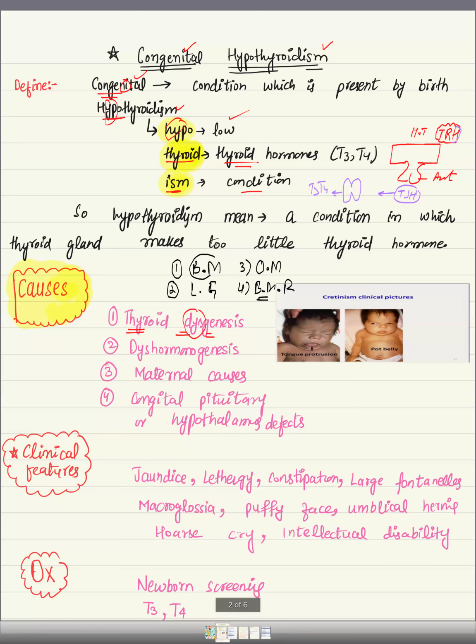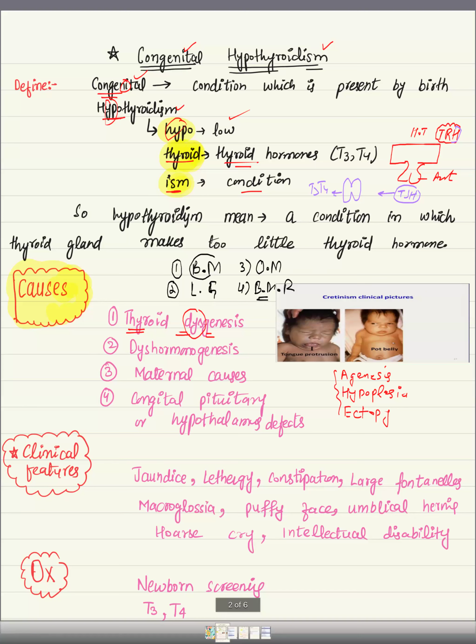And we have different types of dysgenesis, like agenesis. This is the first type of thyroid dysgenesis. Then we also have thyroid hypoplasia. We will go into detail on each term, but first just try to learn these different terms. Another important term is thyroid ectopy. So all these are the types of thyroid dysgenesis. Just remember this point.